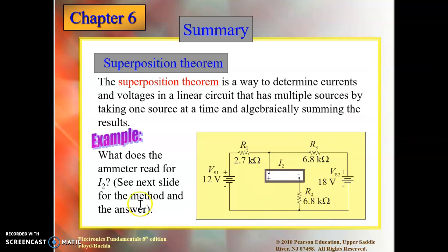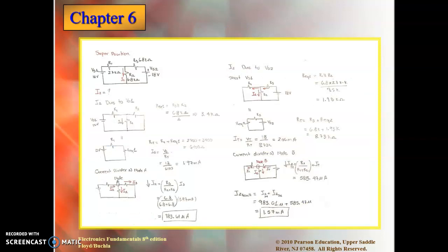So let's solve this. I think I worked it out. Yes, I did. So we have a circuit and we are solving for I2. So I'm going to solve for I2 when source 1 is left on. The other one is removed, so the other one gets removed by a short. So this is my equivalent circuit.